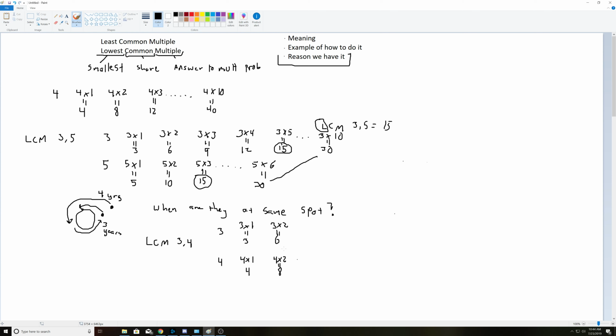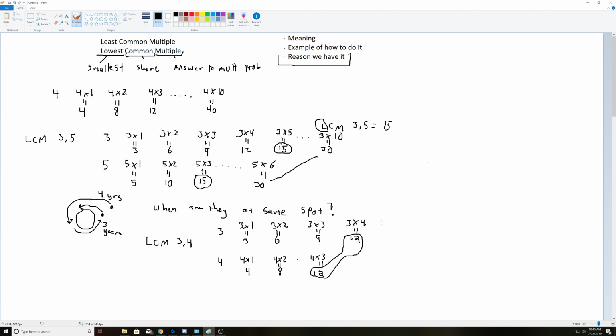6 is smaller than 8, so we're going to check the next multiple of 3. 3 times 3 equals 9. 8 is smaller than 9, so we're going to check the next multiple of 4. 4 times 3 equals 12. Okay, and 9 is smaller than 12, so we're checking the next multiple of 3. So 3 times 4 equals 12. And we found it right here. We have the same answers.